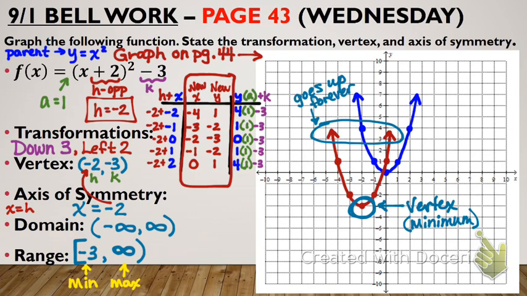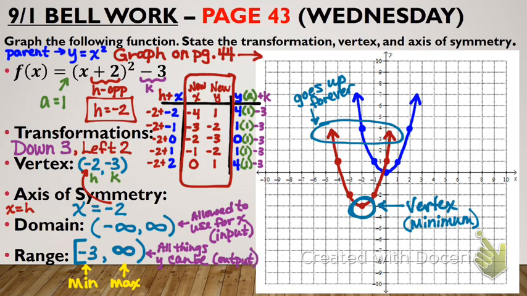All right. Question. Why do you use -3 instead of -2? Good question. My domain is telling me all the things that I am allowed to use for x. It's telling me about my input. The range is very specifically telling me about all the things y can be, so all the possible output. That's why we use the -3 and not the -2. That's a great question. Does anybody have any other questions about the bell work for me?